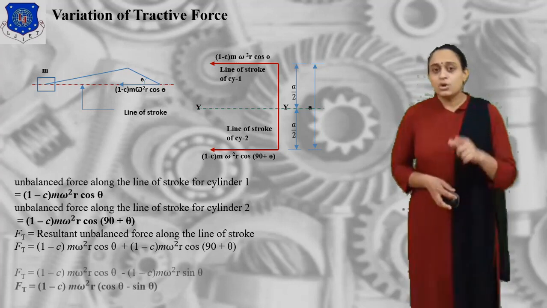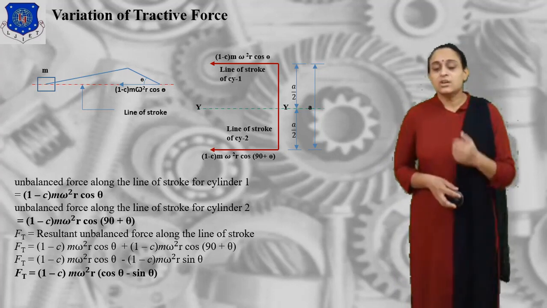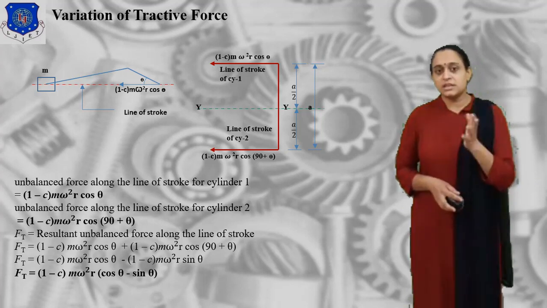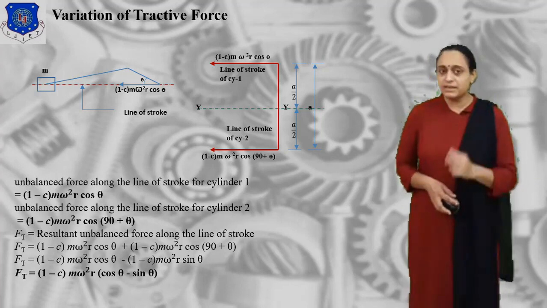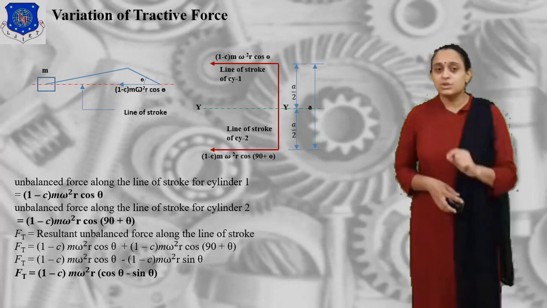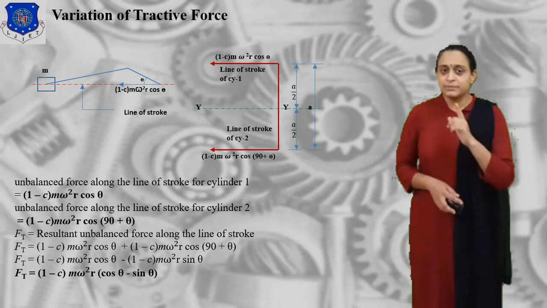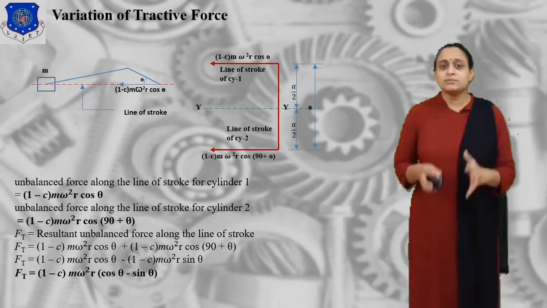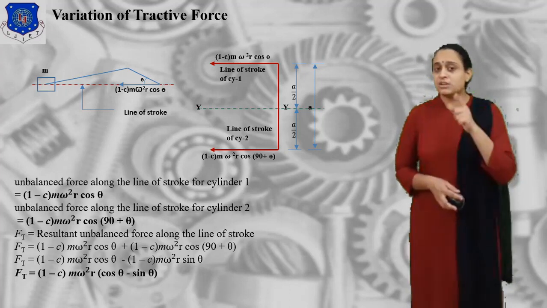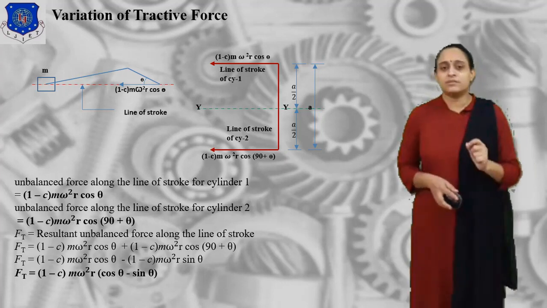Now, as we all know, cos (90 plus theta) we can write as minus sin theta. So, in our case, we can rewrite the equation as (1 minus c) m omega square r cos theta minus (1 minus c) m omega square r sin theta. Now, if we take the common terms out, we get (1 minus c) m omega square r times (cos theta minus sin theta). In this case, the force depends not only on theta, but on the value of cos theta minus sin theta.